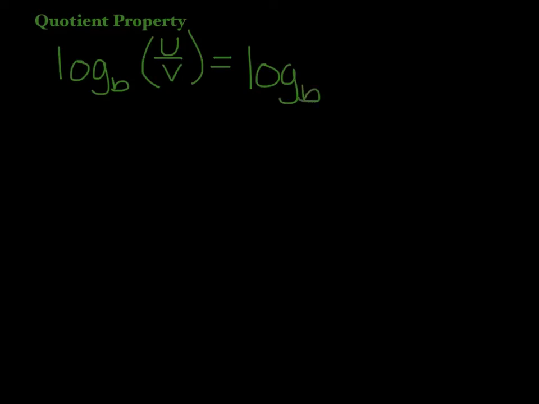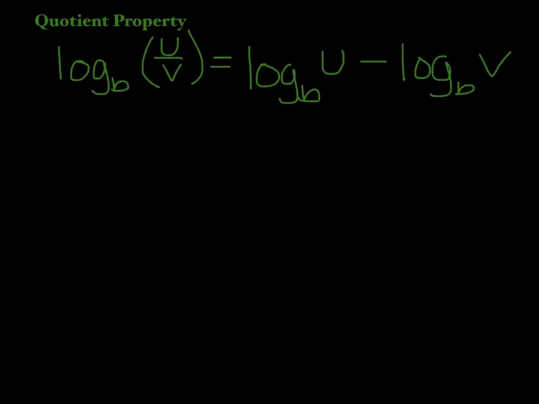The next property is the quotient property, and that property says that if we have a logarithm with any base of a fraction or a quotient, we'll say u over v, then that can be turned into the log base b of the numerator is positive, and then minus log base b, the denominator is negative. So we're subtracting. Division turns into subtraction.